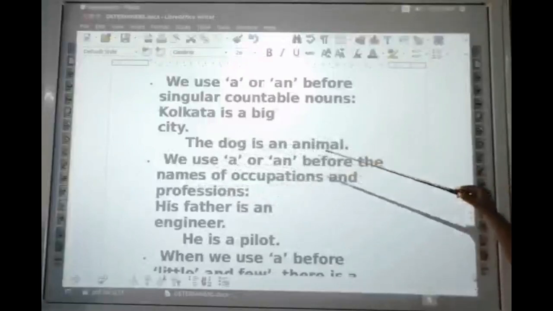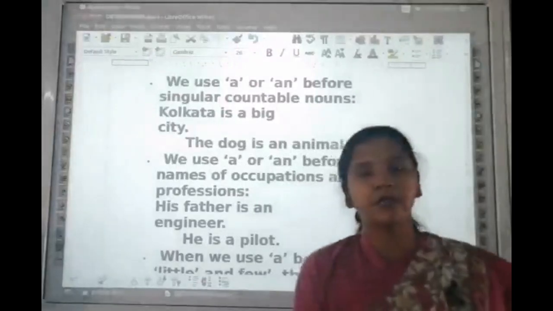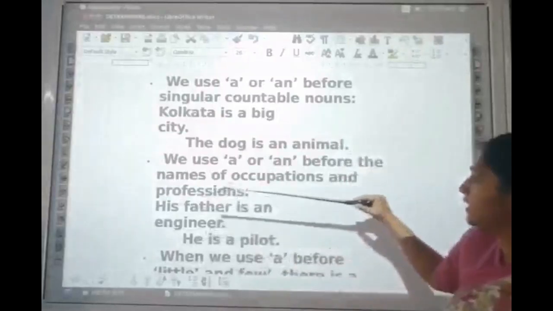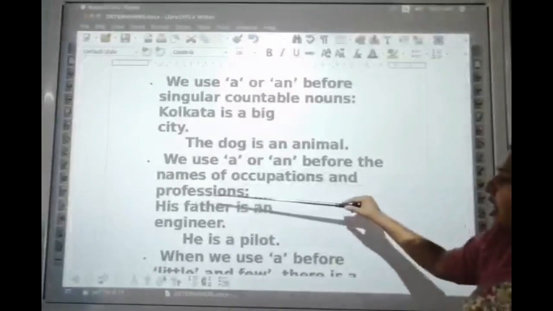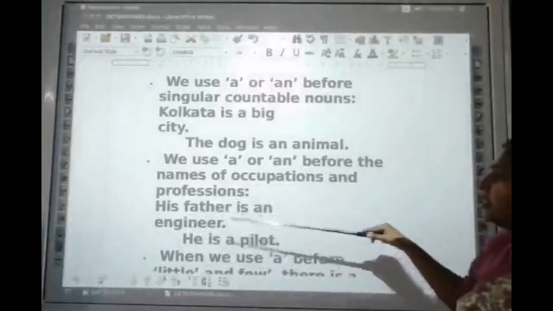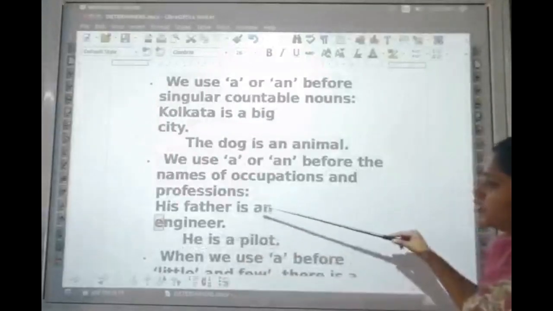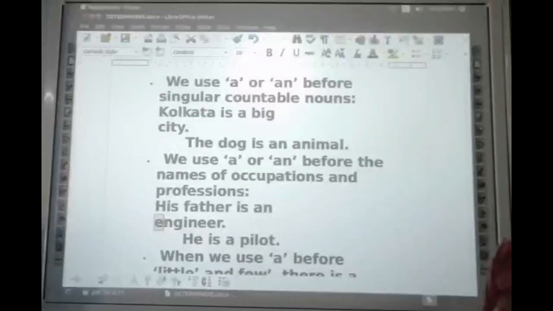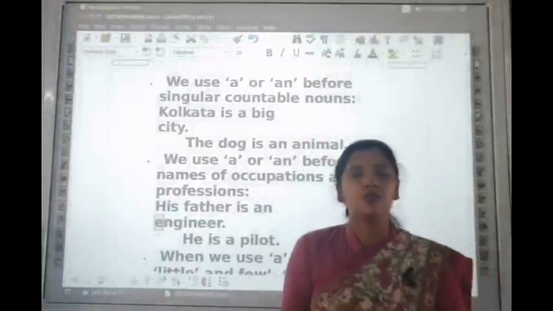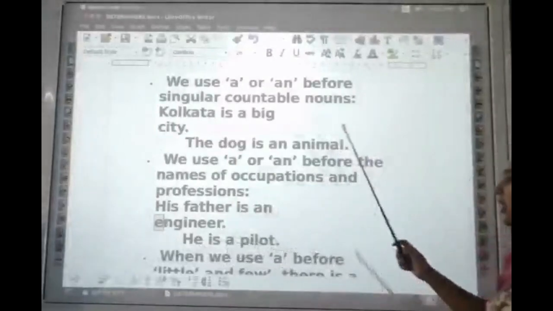We use A or AN before the names of occupations and professions. This is important because these types of sentences will come in your examination. Before the occupation and profession, or we call it vocation, like his father is an engineer. Yes, there is a sound of A, a vowel sound. That's why we are using AN. He is a pilot. Pilot, P is producing the sound of a consonant. There is no sound of A, E, I, O, U. That's why we are using the article A here.